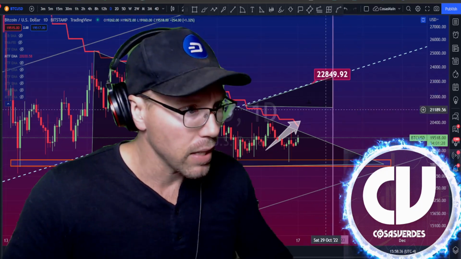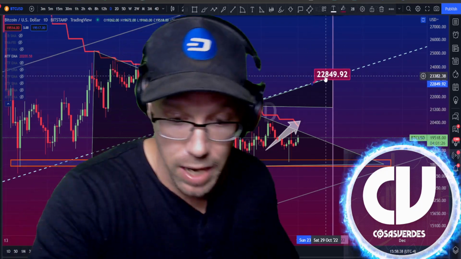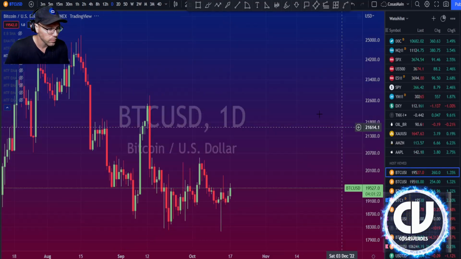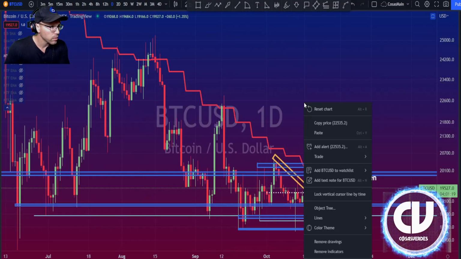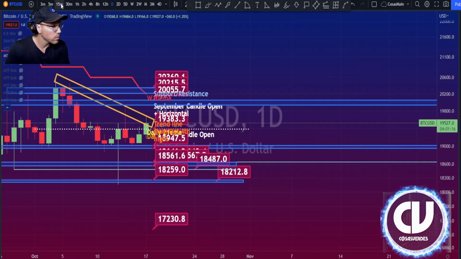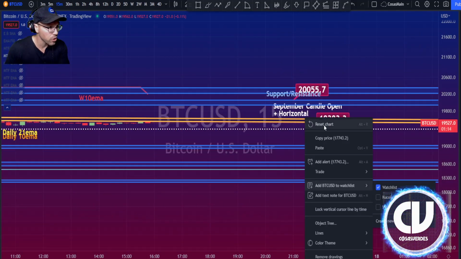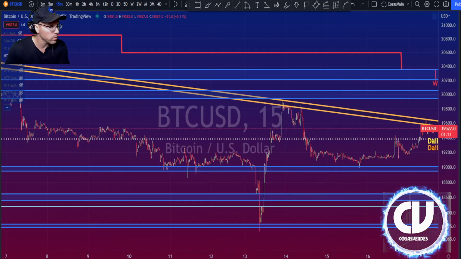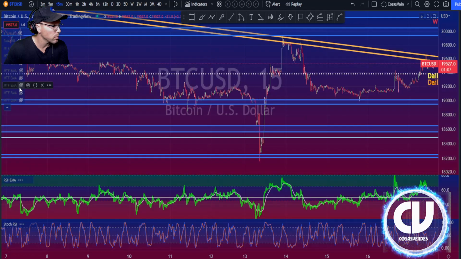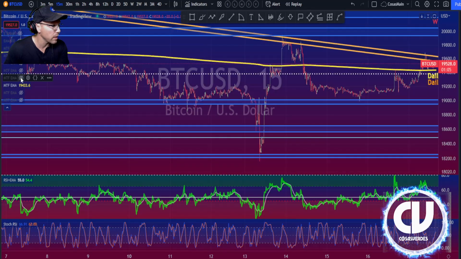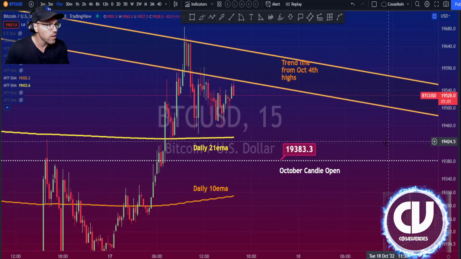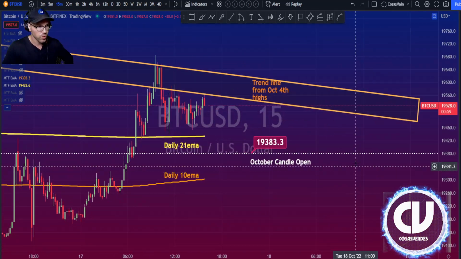Now, let's go down to the micro time frames now that we know what we're looking at from a bigger lens. I'm going to go to the 15-minute chart. I'm going to throw on the daily 21 and the daily 10 EMA, because to the downside, these are like our moving targets, right?